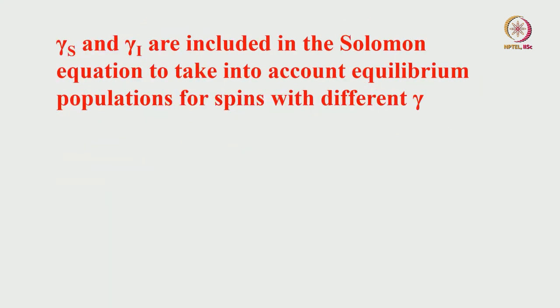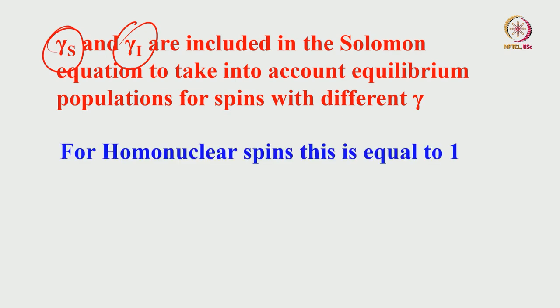Why do we introduce gamma? What was the need to introduce gamma? Remember, if it is homonuclear spins, you don't need to worry, gamma is identical. But we can also do NOE between heteronuclear spins, in which case the populations are different. For example, carbon-13 has a population difference 4 times less than that of protons in a given magnetic field. So the gamma factor has to be taken into account for the equilibrium population of different nuclear spins. That's why gamma is taken into account.